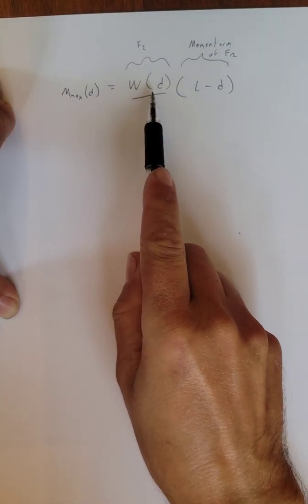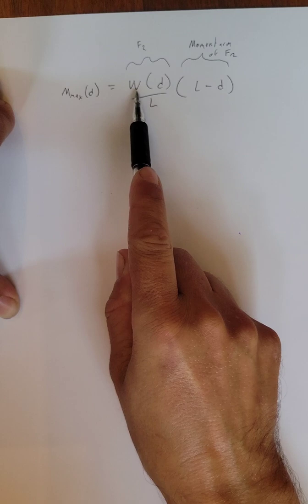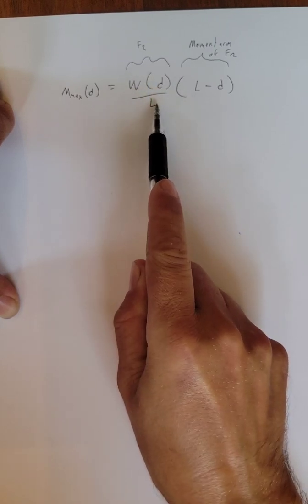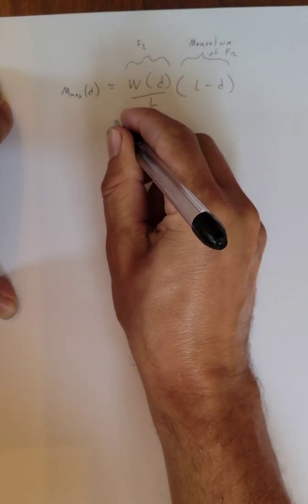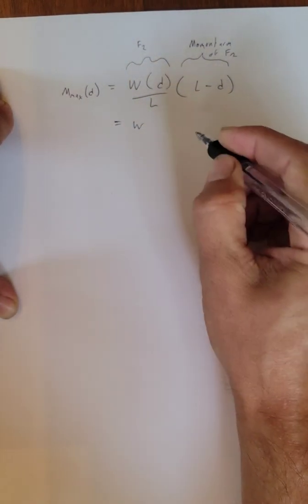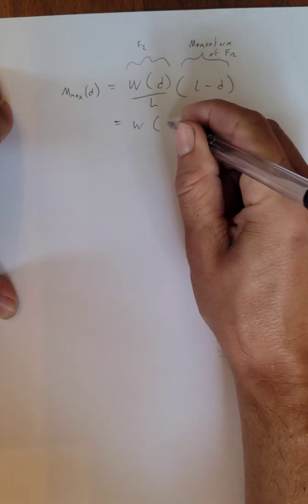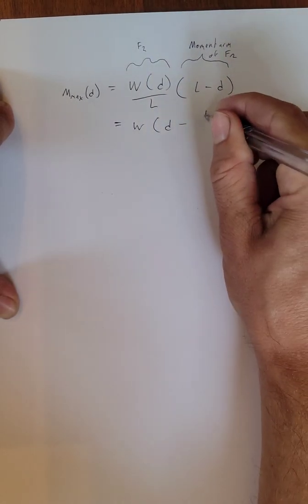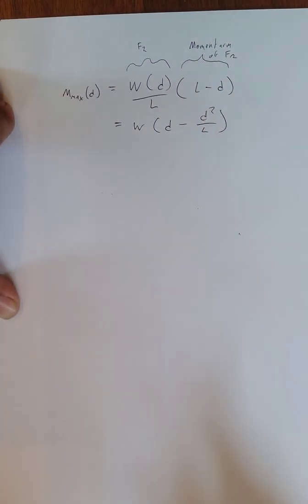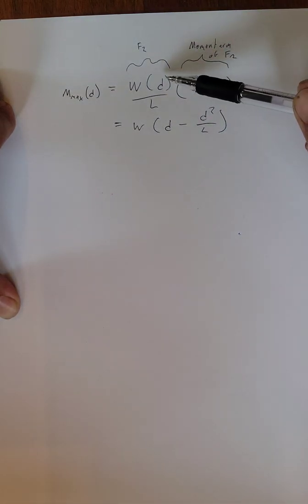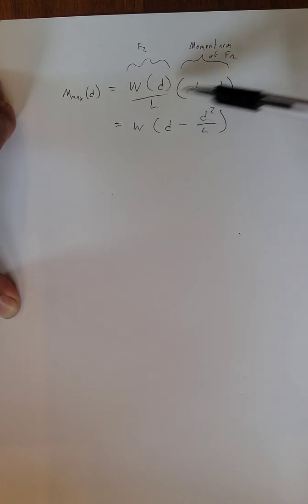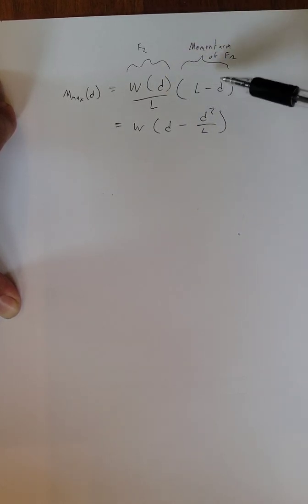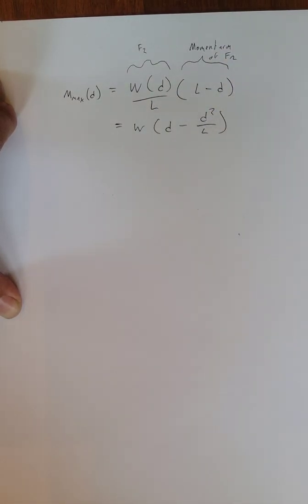So what I'm going to do is actually pull this d divided by L into this quantity here. So what that's going to look like here is we're going to have W times d minus d squared over L. So again, I multiply this by d, I divide that by L, the L's cancel out, and then I have d squared over L. We can see that quantity.